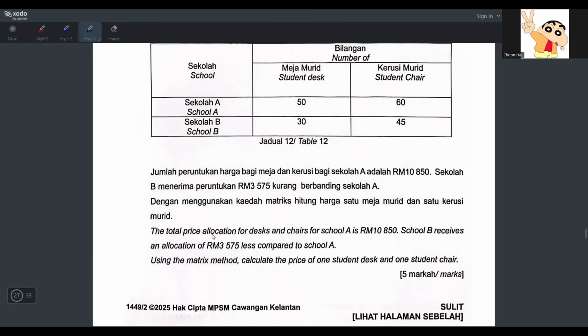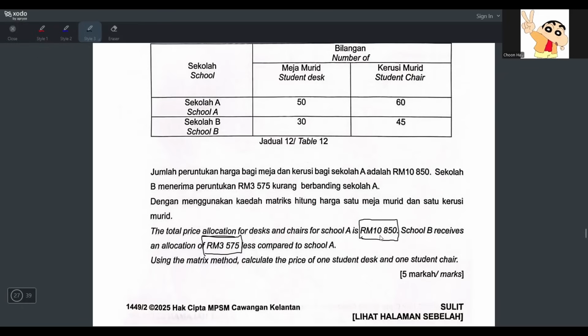Okay, the total price allocation. Okay, I always tell my student when you see allocation means what? It means that's the maximum amount, the highest limit. Okay, the highest limit. So the total price allocation for the highest limit for the desk and chair for school A is 10850. Okay. And then school B receive an allocation 3575 less compared to school A.